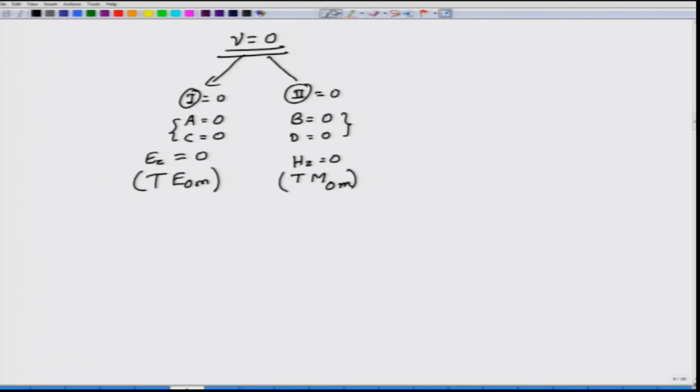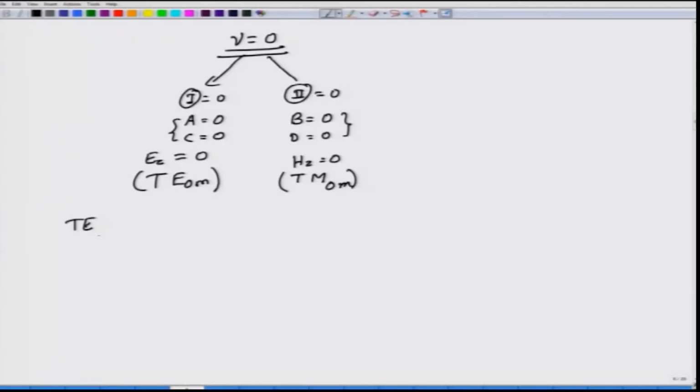Remember, during the start of this discussion we had said that there is no TE and TM mode in general for a step index fiber, and it is true. This is only for the special case where nu equal to 0 that you can divide the total solutions in terms of transverse electric and transverse magnetic. It would have been nice if these were the fundamental modes, but it turns out that these are not the fundamental modes.